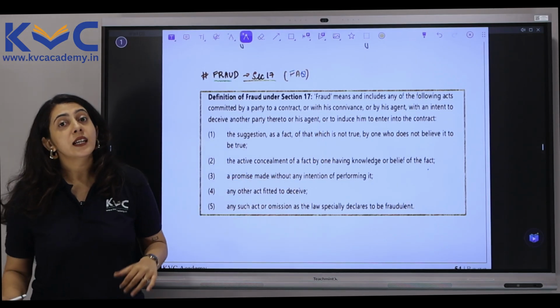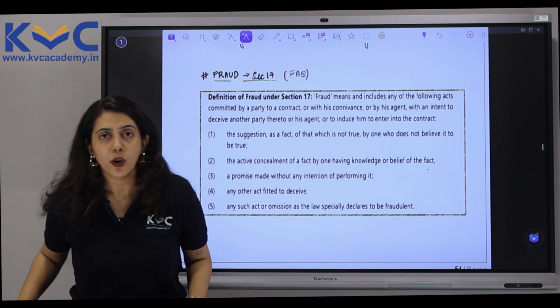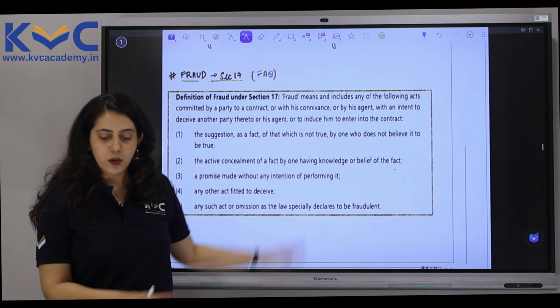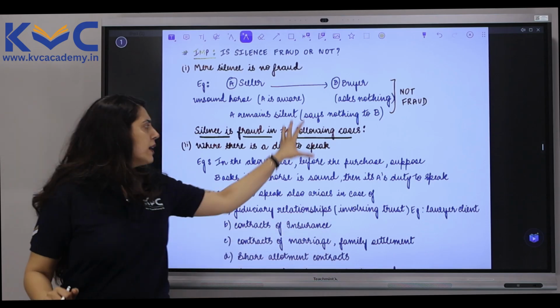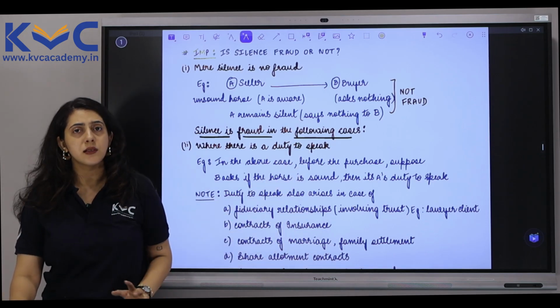Now, is silence equal to fraud? Yes or no? Does mere silence amount to fraud? For that also we have a few things that we're supposed to study. Here I've only listed out the examples, but we have discussed this in class.